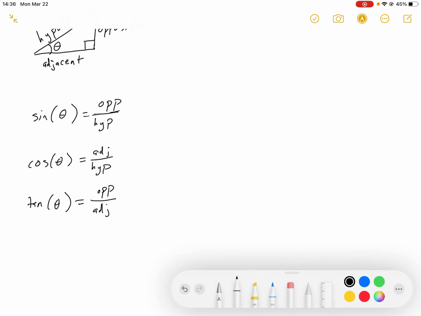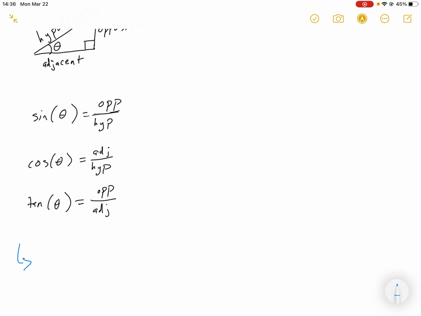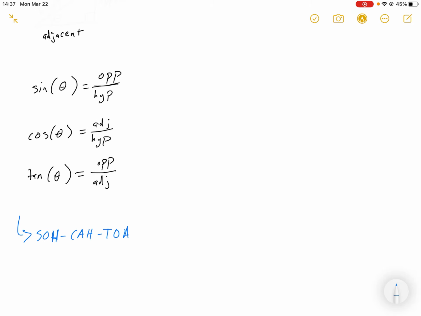And there is a helpful mnemonic for this. You might remember SOH CAH TOA, and that can help you out. So it just basically is, the first one is sine and then it's opposite. So we have sine and then we have opposite and hypotenuse, and I'll let you figure out the rest of them.